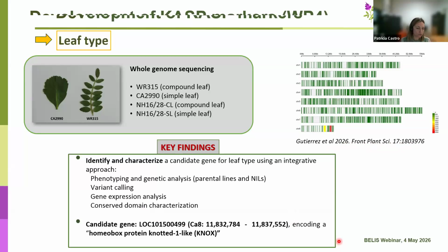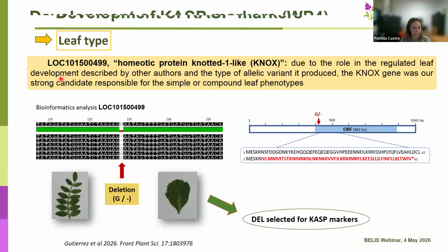However, I don't want to go into the details as this is mainly focused on basic research, and this webinar is about the development of KASP markers. However, as you know, this basic research is essential in order to be able to develop robust molecular markers. So to develop the KASP markers, we resequenced two genotypes with compound leaf and two genotypes with simple leaf. When analyzing the sequence results of these genotypes, we identified a deletion associated with the simple leaf type in the CaNOX gene.